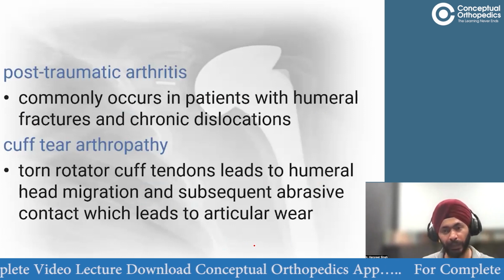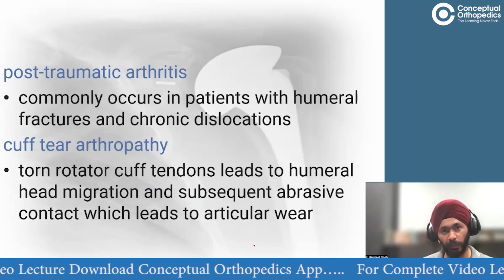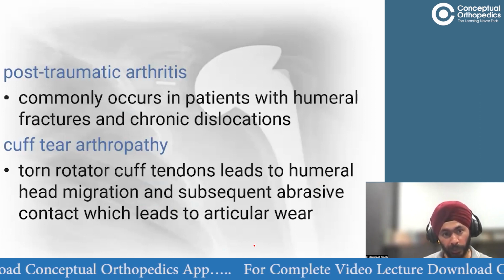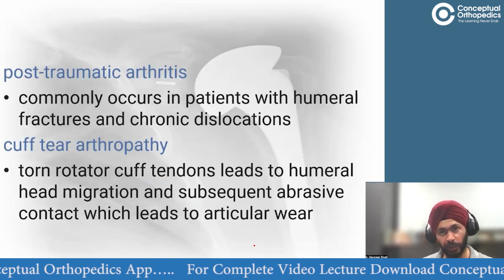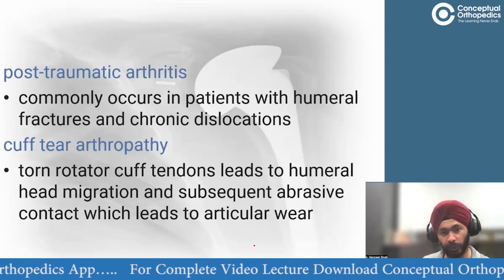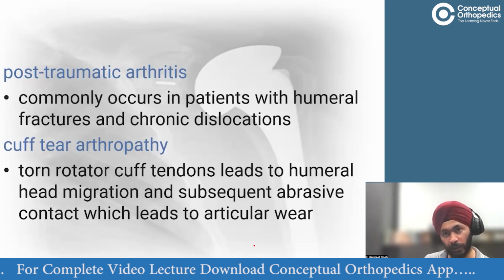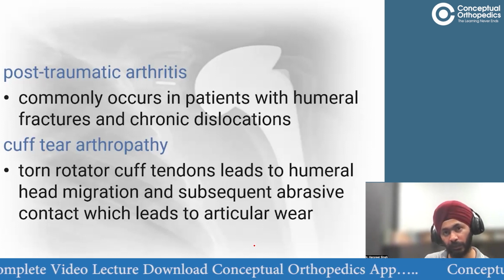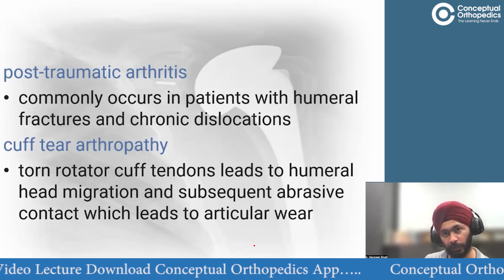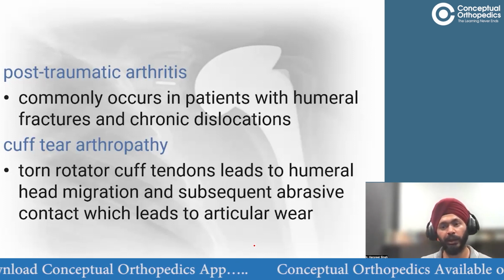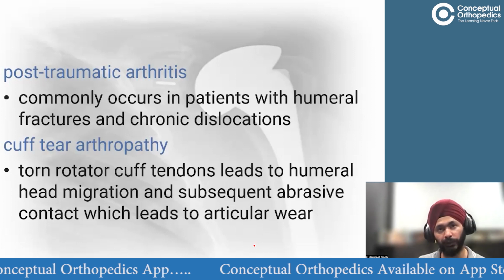You can have post-traumatic arthritis, especially common in patients with proximal humerus fracture, especially your 3-part, 4-part, and chronic dislocations. Cuff tear arthritis: patients with chronic cuff tears can develop superior migration of the humeral head, and this will eventually lead to arthritis of the shoulder also.